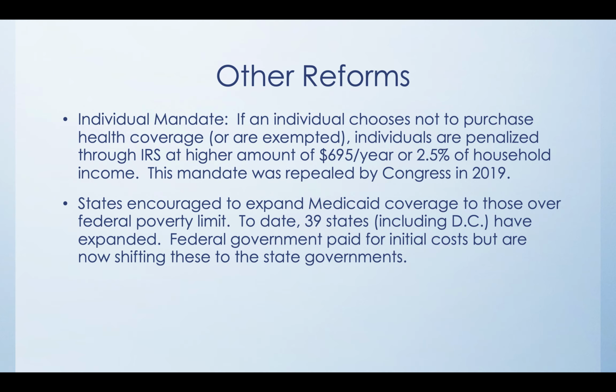States themselves were encouraged to expand Medicaid coverage to those over the federal poverty limit. And to date, 39 states, including the District of Columbia, have expanded that. And initially, the federal government paid for all expansion, but that is slowly being shifted back to state governments. And again, this is a politically charged thing because primarily Democratic states have expanded Medicaid, and primarily Republican states have not.